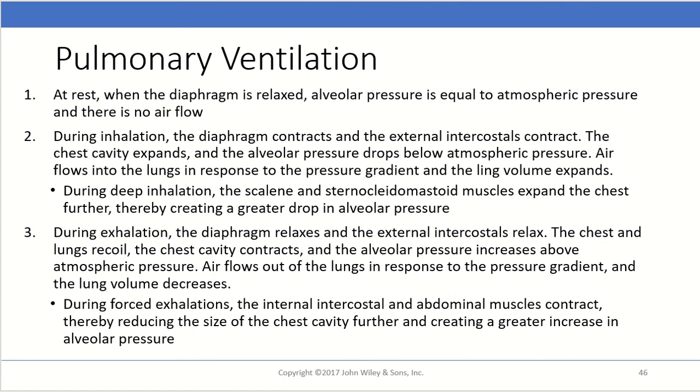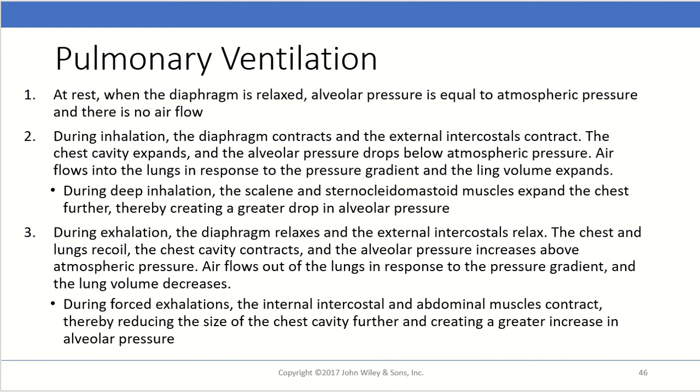At rest, when the diaphragm is relaxed, alveolar pressure is going to be equal to atmospheric pressure, and there's not going to be any airflow. Then, during inhalation, the diaphragm is going to contract, and the external intercostal muscles are also going to contract. The chest cavity is going to expand, and the alveolar pressure is going to drop below atmospheric pressure. Air is going to flow into the lungs in response to that pressure gradient, and the lung volume is going to expand.